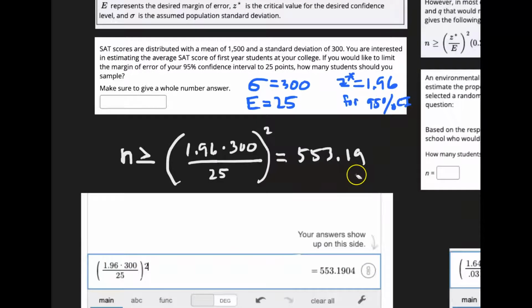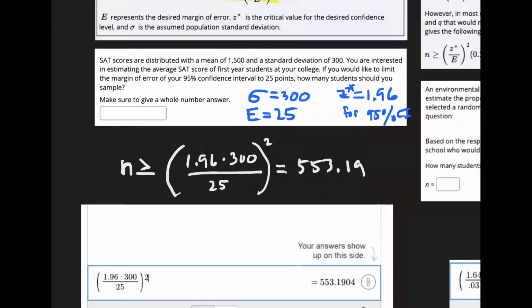And we get 553.19. That number is the minimum sample size needed to meet these conditions. Now, this is a greater than or equal to symbol. So in this case, we say at minimum we need 554 students. We round up because this is the minimum sample size and I can't have 0.19 students. If I only put 553, that's not bigger than 553.19. That's why we round up to the nearest person.